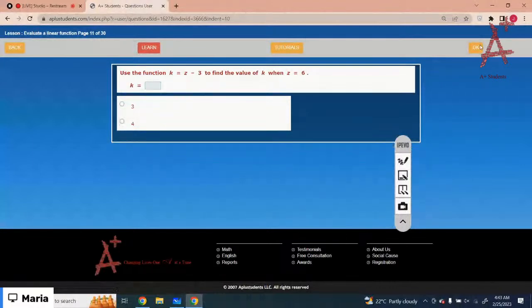Okay, k equals z minus 3, so z equals 6. So it would be 6 minus 3, so 6 minus 3 equals 3. So the correct option is k equals 3.